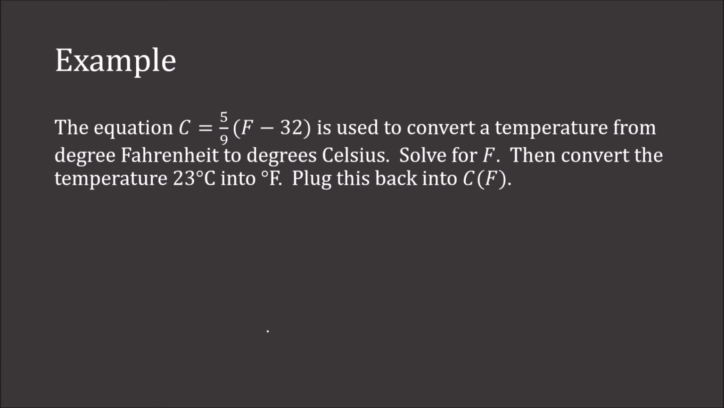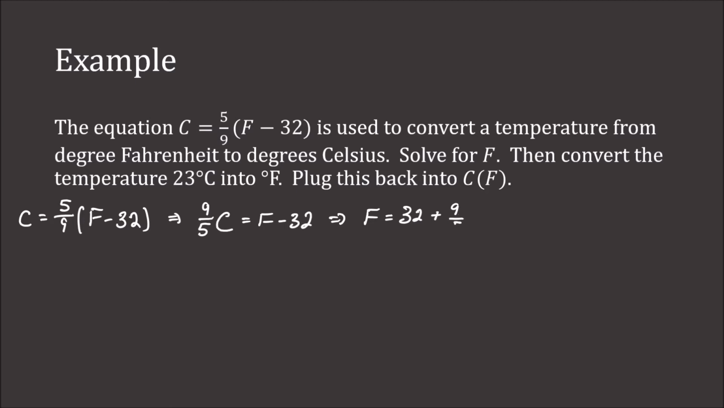So first, C equals 5/9 (F minus 32). The first thing we should do is multiply by 9/5. And then we can add 32, and we find that F is going to be 32 plus 9/5 C. So this equation should give us a conversion from degrees centigrade into degrees Fahrenheit.